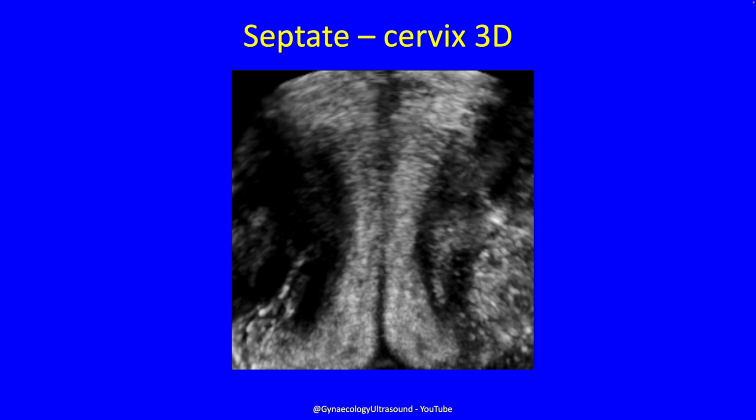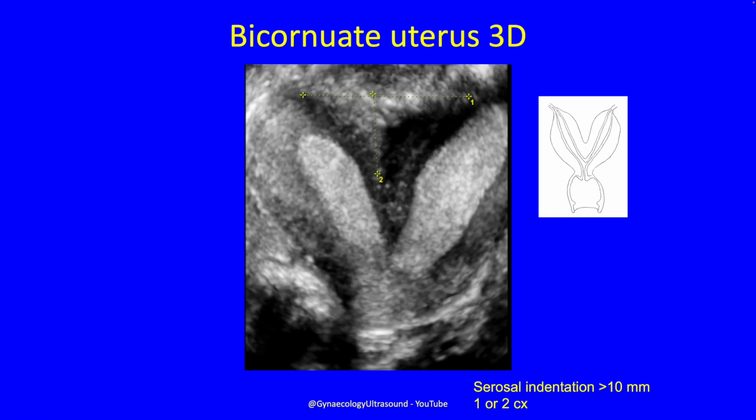When you have a septate uterus, you can see I've taken a volume here just off the cervix, and you can see that that septum goes all the way down. So there are two cervical canals here, endocervical canals, and sometimes you have one cervical body, sometimes two, it varies.